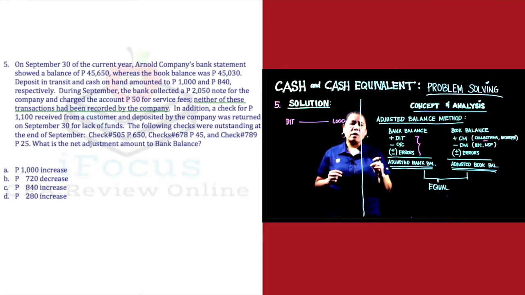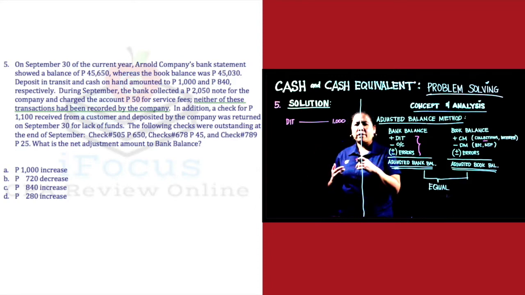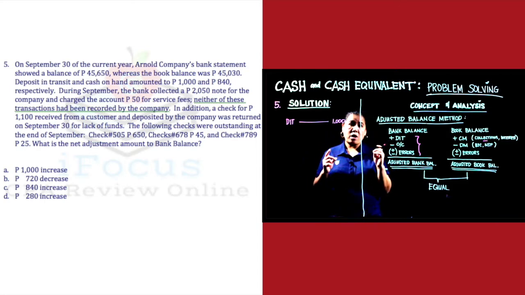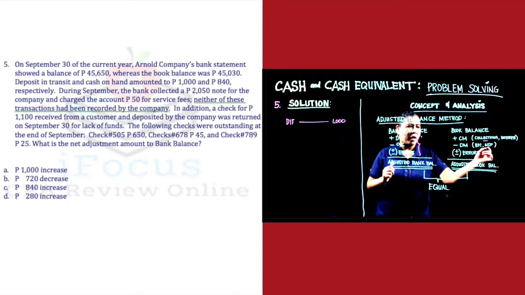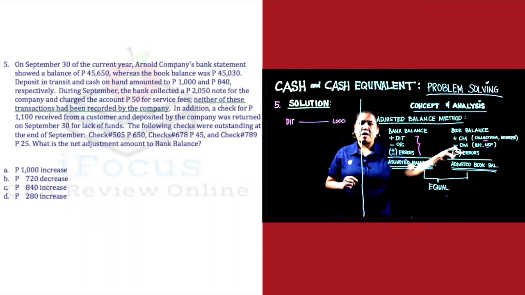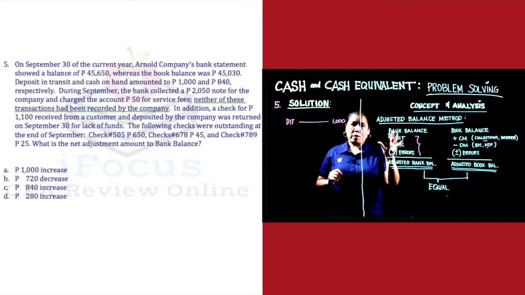In addition, a check of 1,100 received from a customer and deposited by the company was returned on September 30 for lack of funds. Ano yung 1,100 na ni-receive ng company na bayad ng customer pero walang pundo yung customer, lack of funds, yan po ay NSF check. So that's a reconciling item of the book balance. Hindi natin kailangan yan kasi ang kailangan lang natin yung reconciling item sa bank balance.